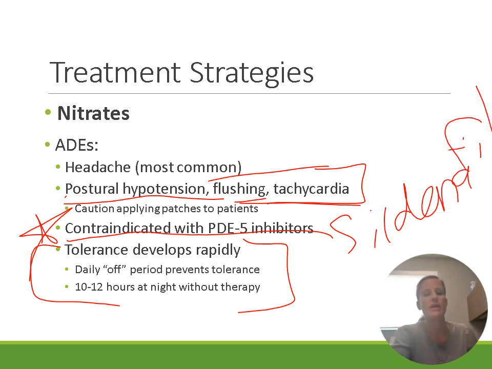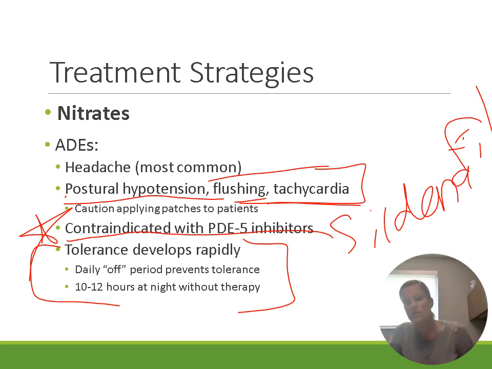Sildenafil is the drug name for Viagra. The reason for this is, so for erectile dysfunction, sildenafil and other PDE5 inhibitors, these drugs that are used for erectile dysfunction, they also cause vasodilation. That's how they work. They just happen to work a lot at the vessels that are going to the penis. So they open up the vessels going to the penis, they increase blood flow, and that causes an erection. But they also cause some dilation in other areas.